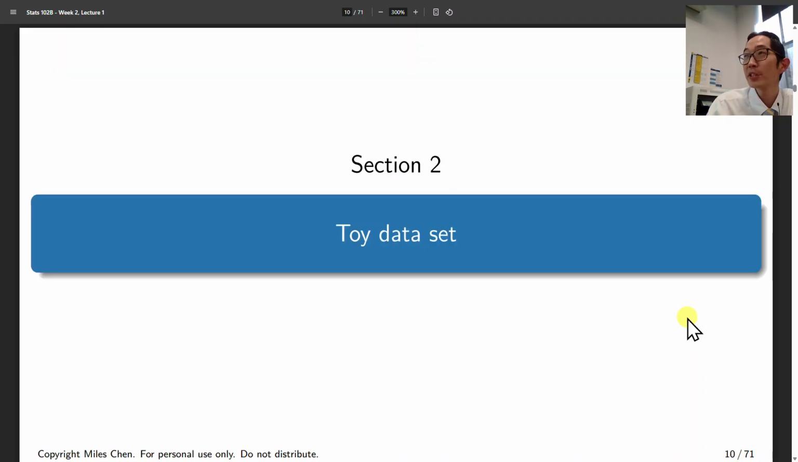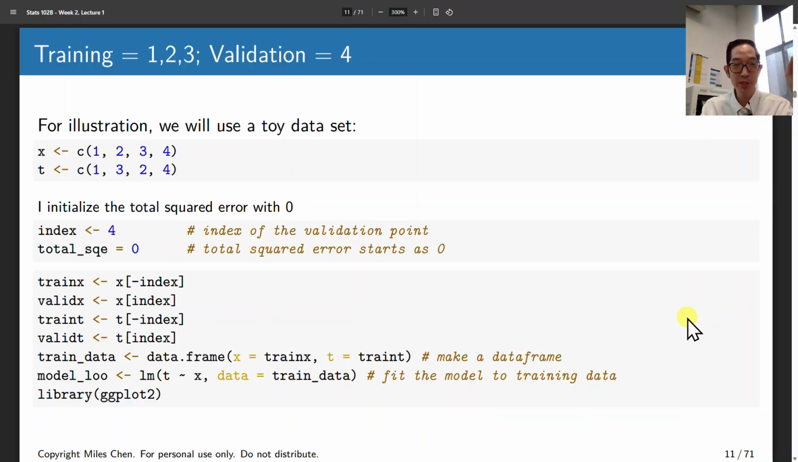So I'm going to demonstrate this with a toy data set. Our toy data set just has 4 observations, okay? And I will demonstrate leave one out cross-validation with just 4 observations, and each one of those 4 observations will get a turn at being left out, okay? So my x values are 1, 2, 3, 4, and my t, the target values are 1, 3, 2, and 4.